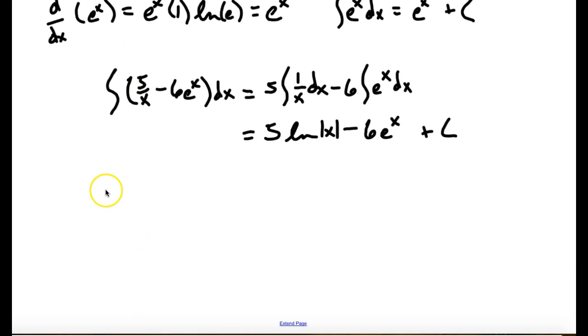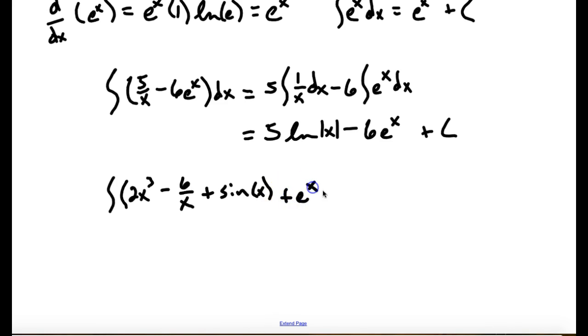this one? The antiderivative of 2x cubed minus 6 over x plus sine of x plus e to the x dx. Okay, that's quite a function. Take the antiderivative of that.